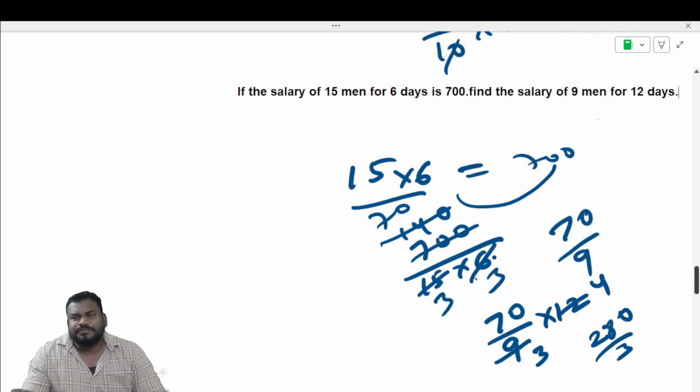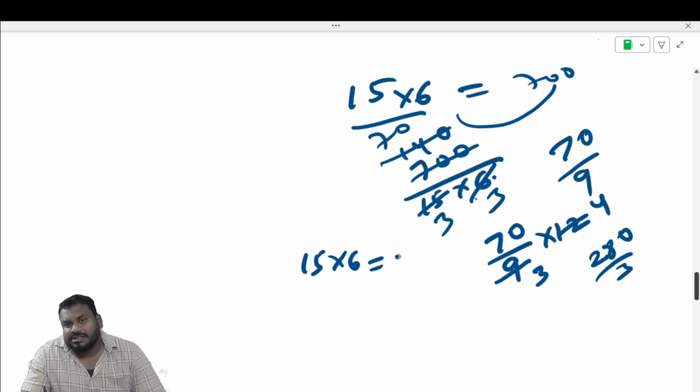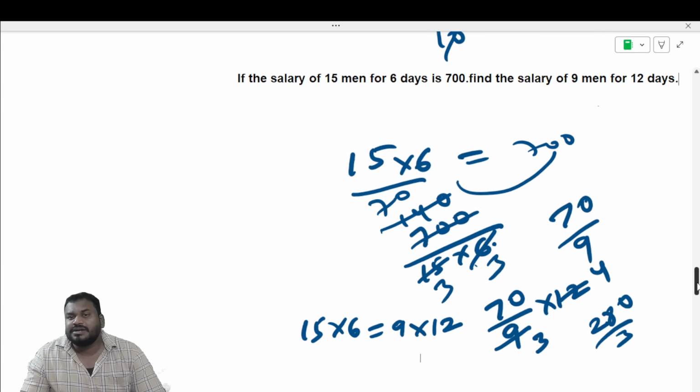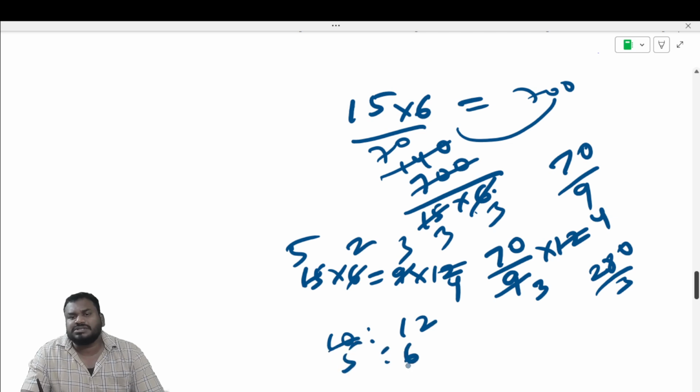Okay, like 15 men are working for 6 days, so many is the work. In the same way, to finish the same work, 9 men are working for 12 days. So if the work is same, M1 D1 equal to M2 D2. By using that principle, you can identify their efficiencies and distribute the amount also. 3 2s are 6, 3 4s are 12, 5 is to 6. So 5 and 6 are their efficiencies ratio.